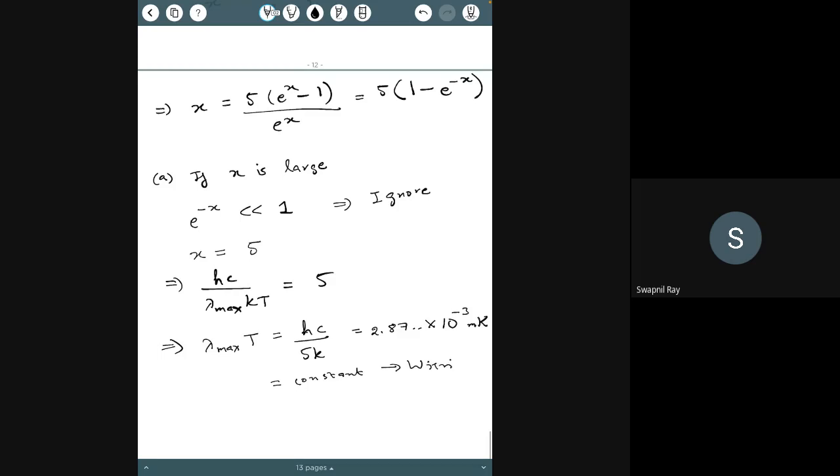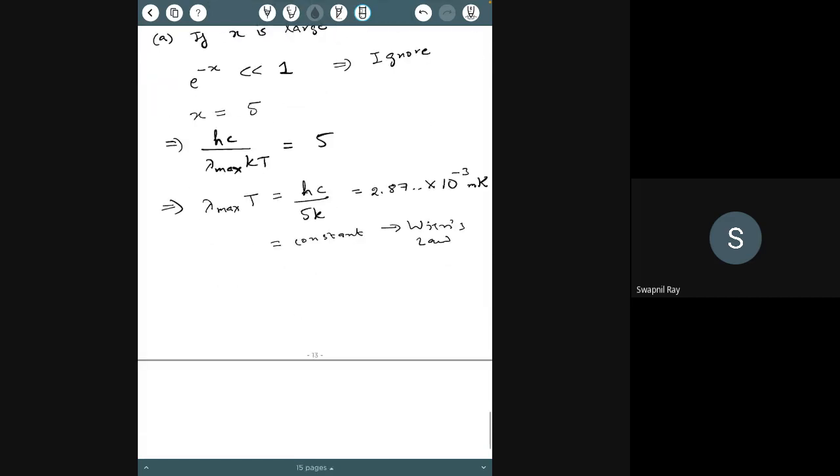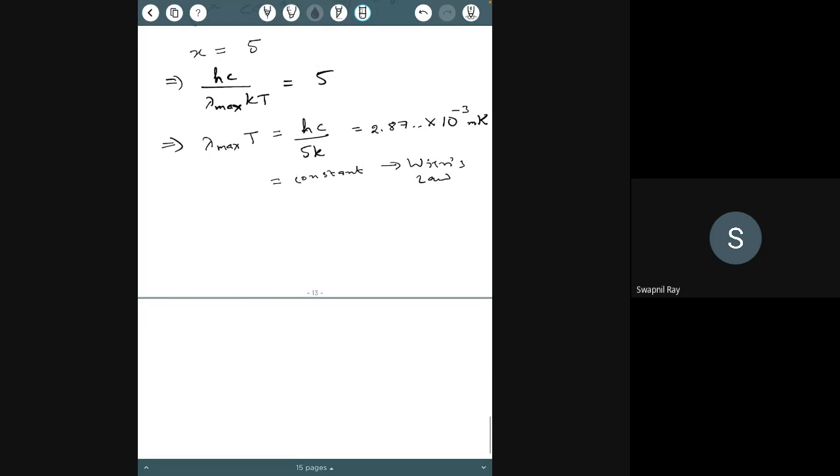So we have verified Wien's law in the limit of large x. Large x means small lambda, because x is hc by lambda kT. So x large means lambda small. In that regime, we have verified Wien's law. Now, if you want to do it for all regimes of lambda, then let's see what we can do.